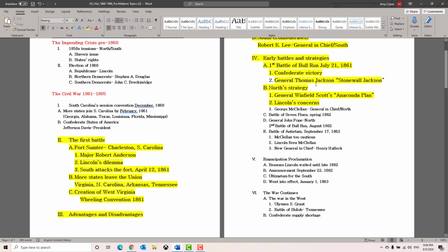Let's talk about the North's strategy. The general who created the North's initial strategy was an older general named General Winfield Scott. And his strategy was a three-part plan called the Anaconda Plan. So who was General Winfield Scott? Let's talk about him for a minute.